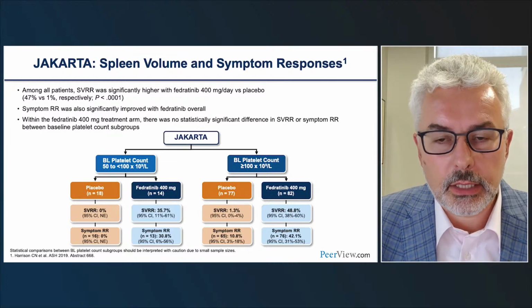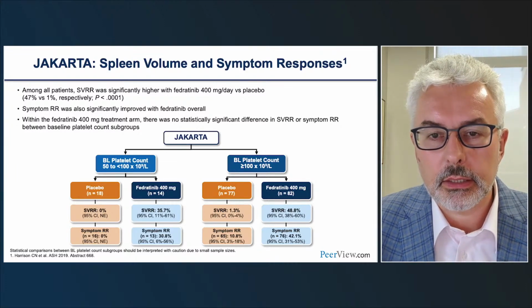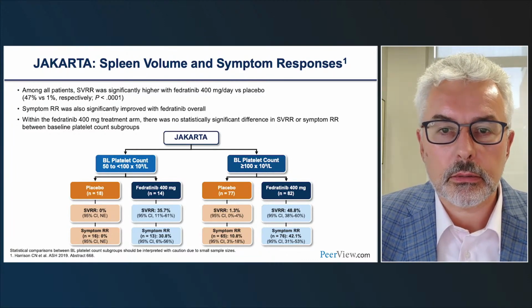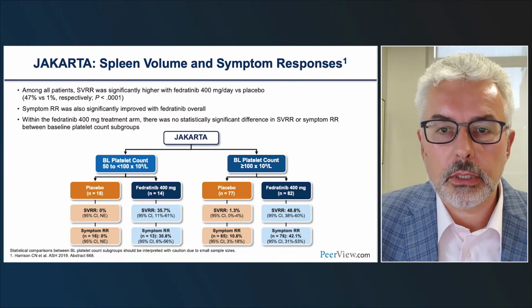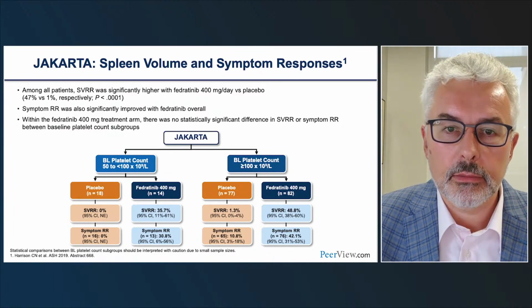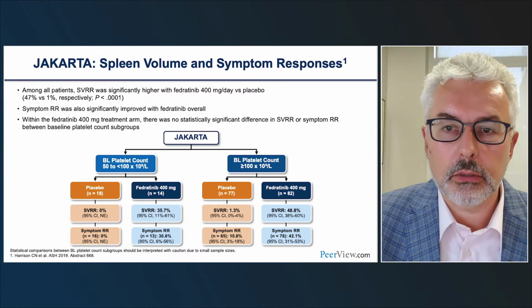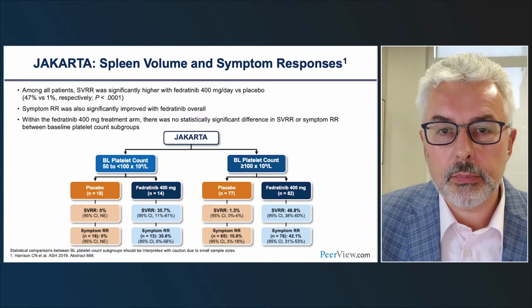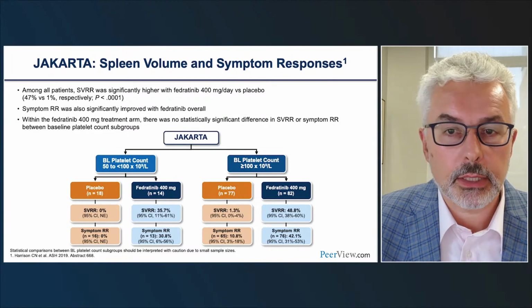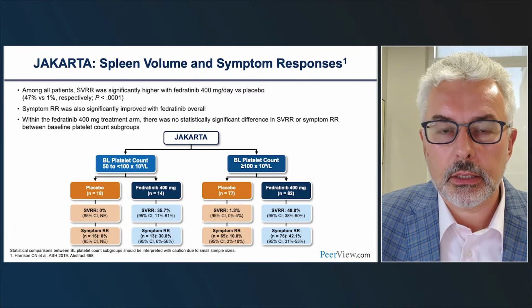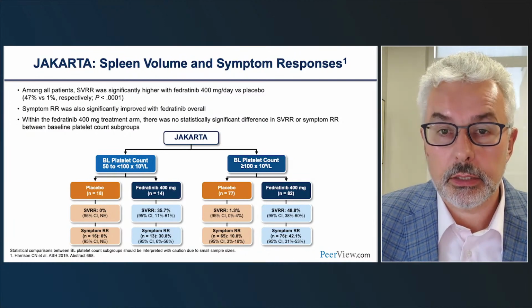In the Jakarta study, this was a frontline study. The JAK inhibitor naive patients were given fedratinib, and that fedratinib was at 400 milligrams a day in the analysis I'm going to show, or placebo. And the results showed that 47% of the patients on fedratinib 400 milligrams a day versus only 1% on placebo had a spleen volume reduction and had a response.